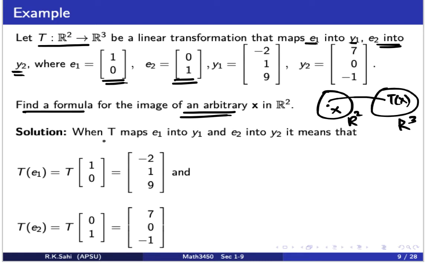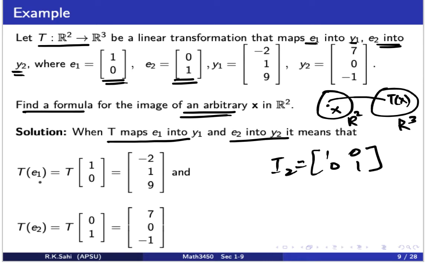What are we given? We start from what's given. T maps e1 into y1 and e2 into y2. That means T of e1, when T acts on the first column of the identity matrix, I get the vector -2, 1, 9. And when T acts on the second column of the identity matrix, 0, 1, remember identity matrix I2? 1, 0, 0, 1. That's what e1 and e2 mean. By convention, we take e1 to be (1, 0) and e2 to be (0, 1). So T of (0, 1) is (7, 0, -1).